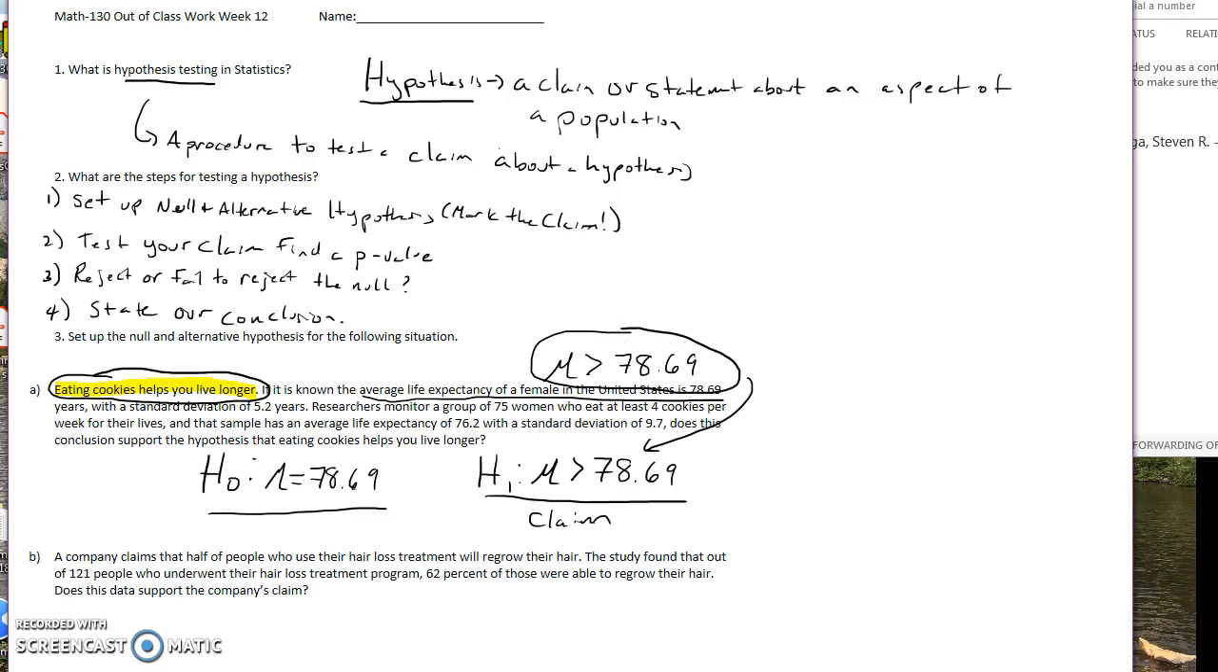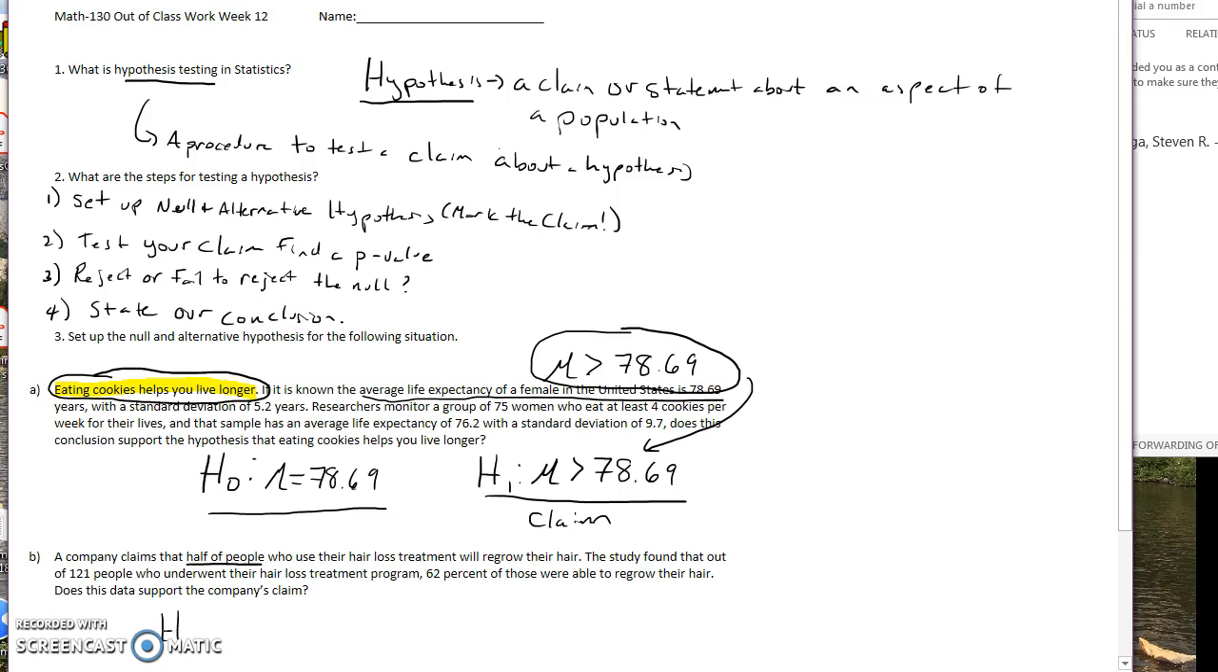The next one says, a company claims that half of people who use their hair loss treatment will regrow their hair. A study found that of 121 people who underwent the hair loss treatment, 62% of those were able to regrow their hair. Does this data support the company's claim? They are claiming that the percent is half of people, right?